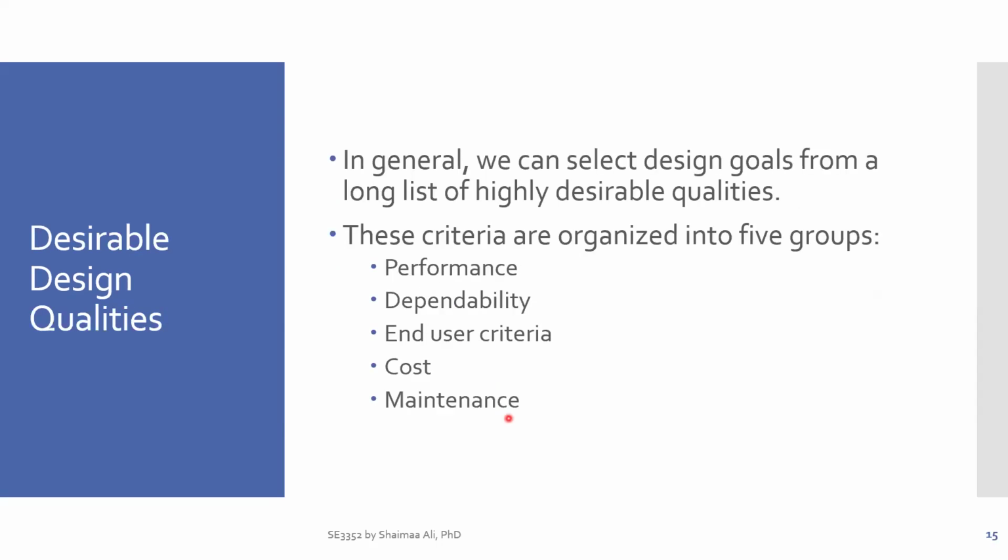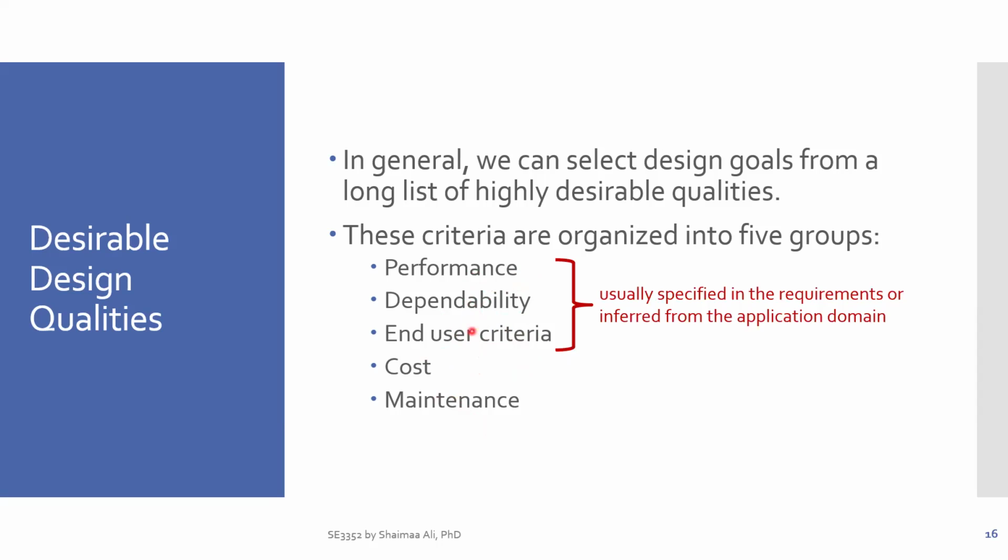So there is a group of design goals that are available for us to pick from. Just like when we mentioned the non-functional requirements, the list of scalability and so on, we don't have to use them all, but these are just some of the things that you may want to consider when you are considering your design goals. There are 5 categories of design goals: performance, dependability, end user criteria, cost, and maintenance.